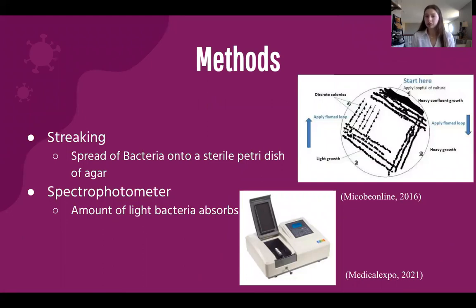What a spectrophotometer does is it calculates the amount of light absorbed by bacteria. To use one, you get a cuvette, which is what actually goes into the spectrophotometer. You fill the cuvette up with the sample, whatever you're sampling, put it into the spectrophotometer, close the lid, and let light go through the sample. Then the machine will read how much light goes through, and from that you can understand how much light the bacteria has absorbed.